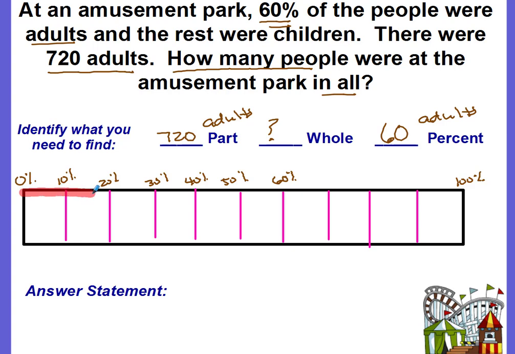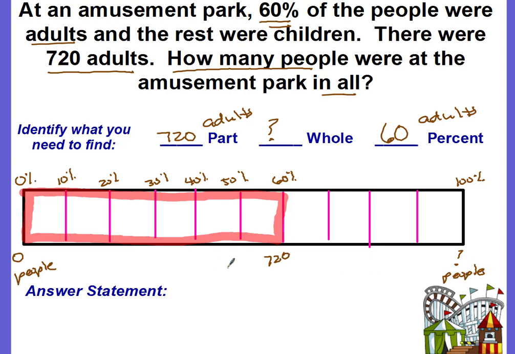So this 60% represents what? It represents 720 adults. So 720. Okay, this is going to be 0 people at the amusement park, and we don't know how many total people. That's what we're looking for. Sorry, I forgot to label that. Okay, if I know that these 6 boxes represent 720, then I can divide my 720 by 6. And that's going to equal 120. So each part is 120 people.